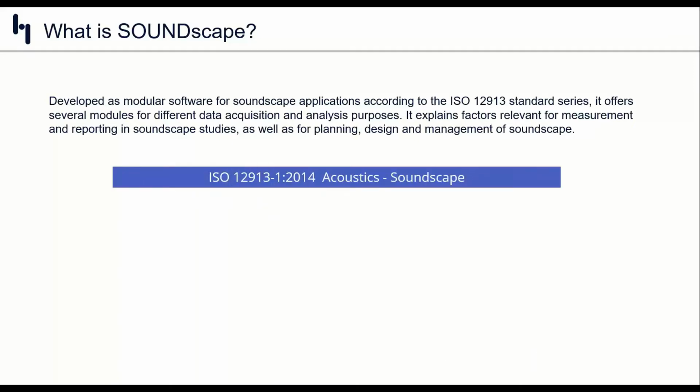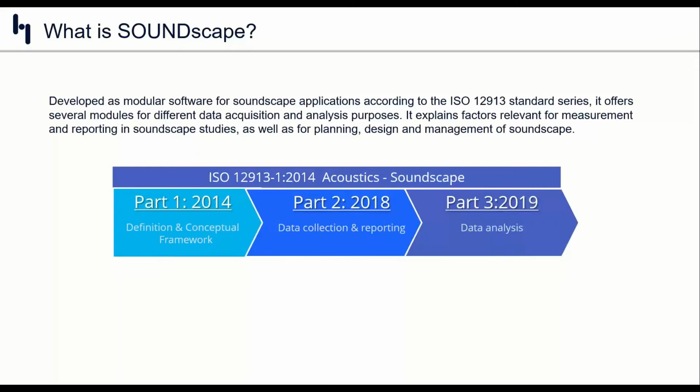It starts off with ISO 12913-1, which came out in 2014. It has three parts. Part 1 deals with the definition and conceptual framework. Part 2 came out in 2018, which deals with the data collection and reporting methodology. And lastly, in 2019, the ISO standard was renewed for data analysis purposes.